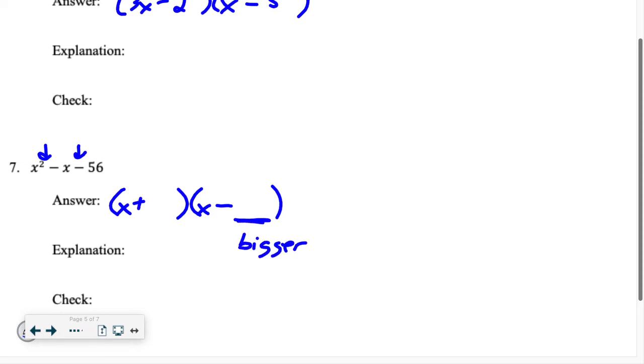So I'm trying to figure out what multiplies to a negative 56 but adds to a negative 1. So, hopefully you figure that out. Give you a pause real quick. It'll be a negative 8 and a positive 7. And again, you can check it out for yourselves and try it out on your own.